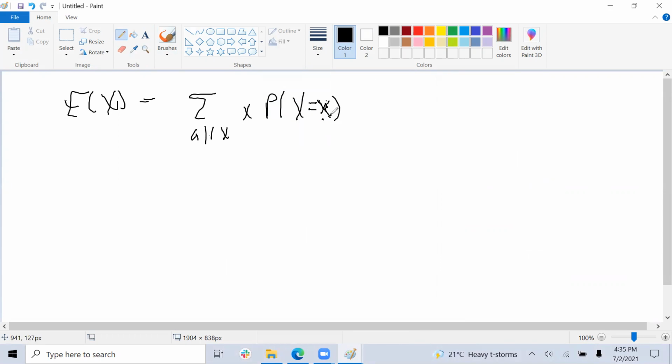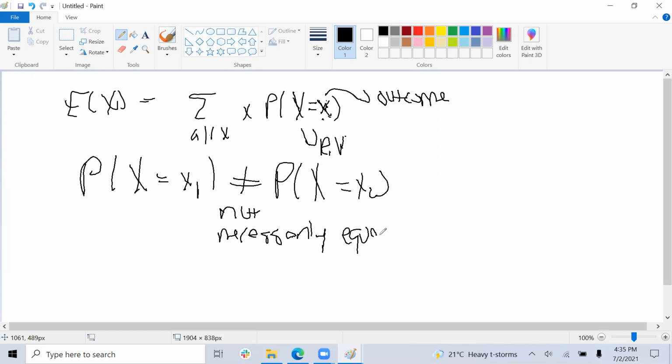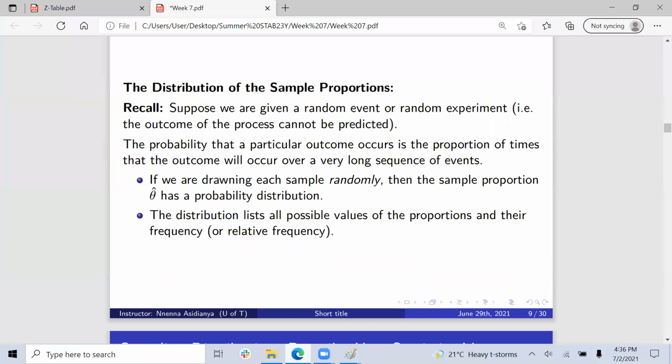You can actually see that you're not going to get... so this is a random variable, this is an outcome. The probability that X is equal to x1 does not necessarily equal the probability that X equals x2. Each of them has its own probability, its own frequency of occurring, right? So it is actually corresponding to the proportion of times the particular outcome occurs.